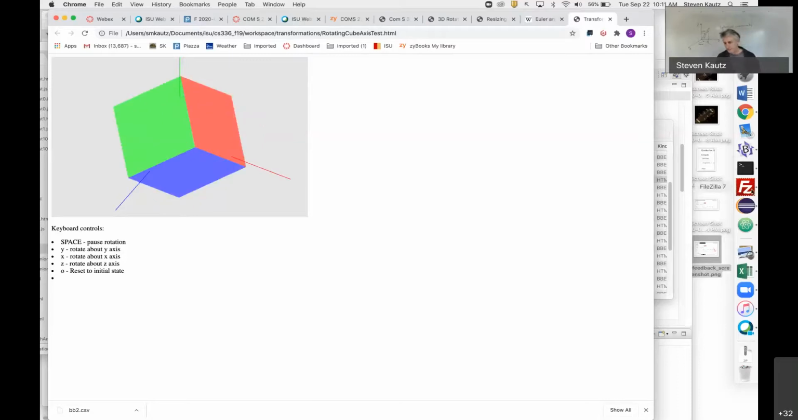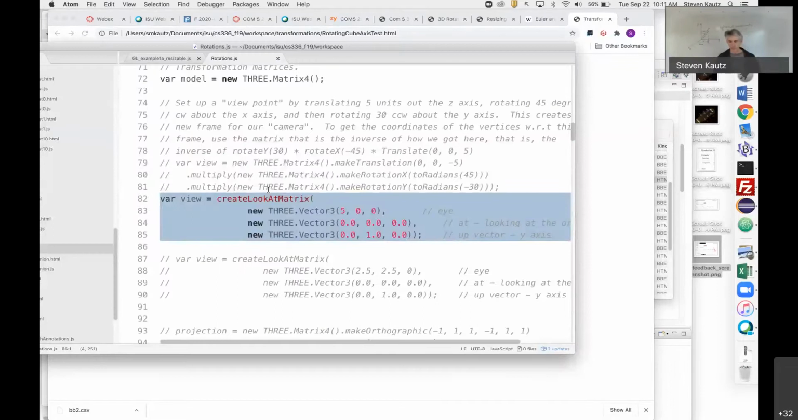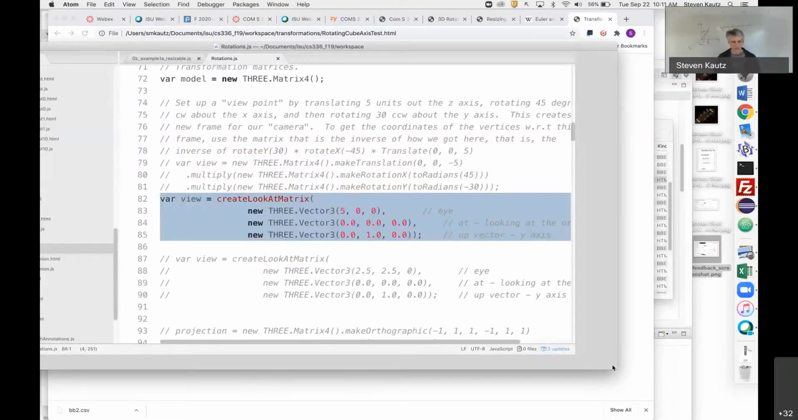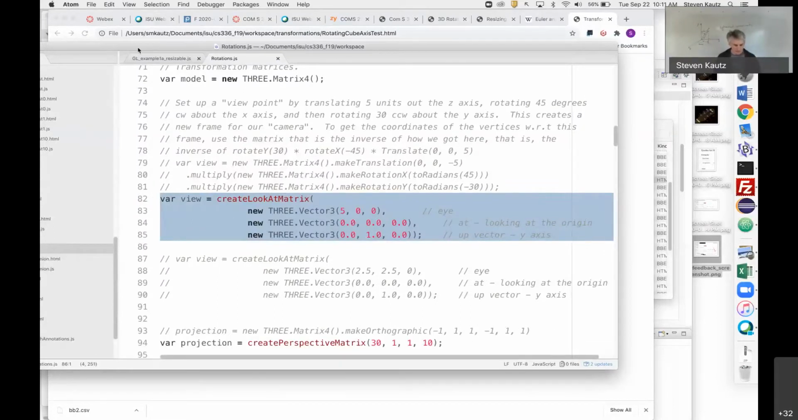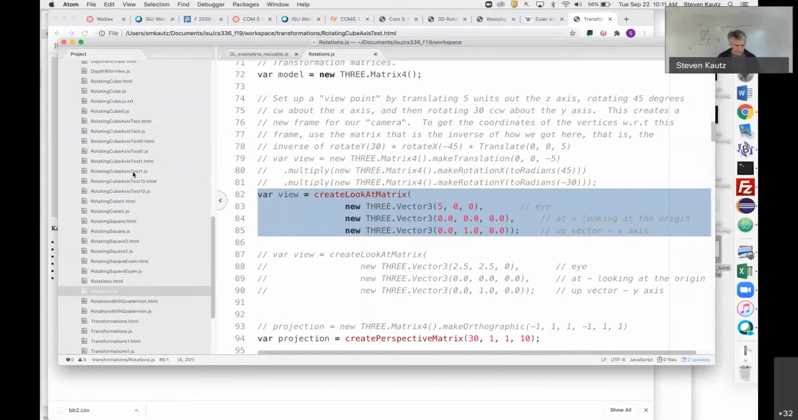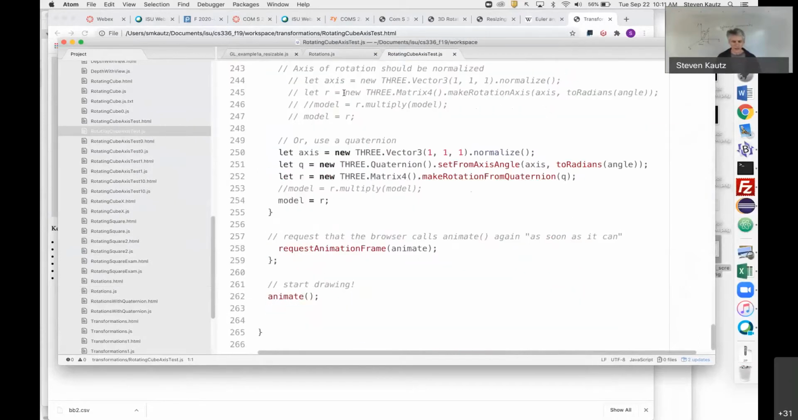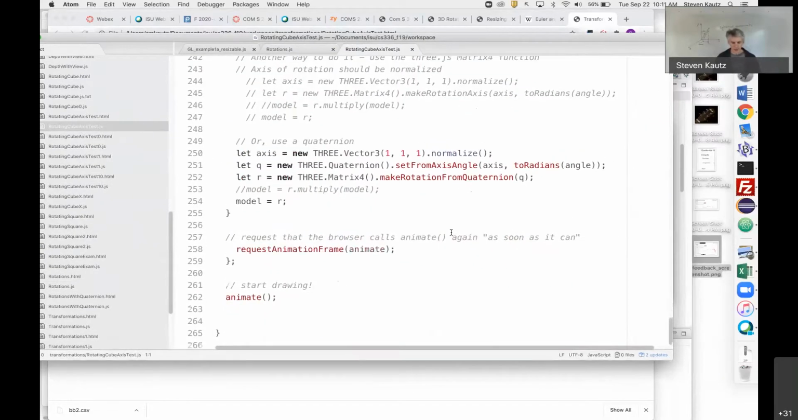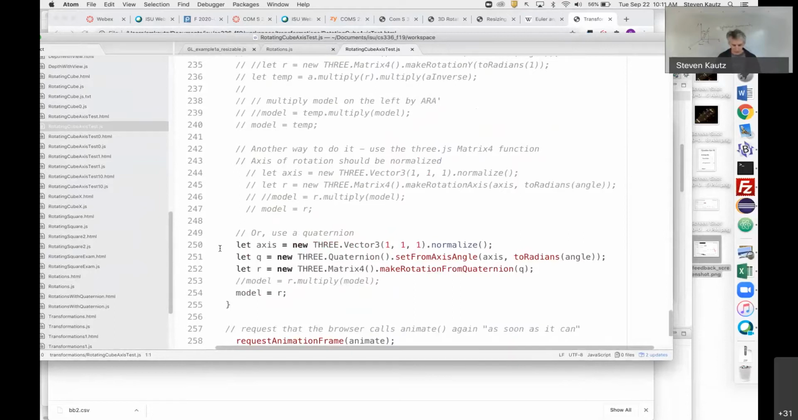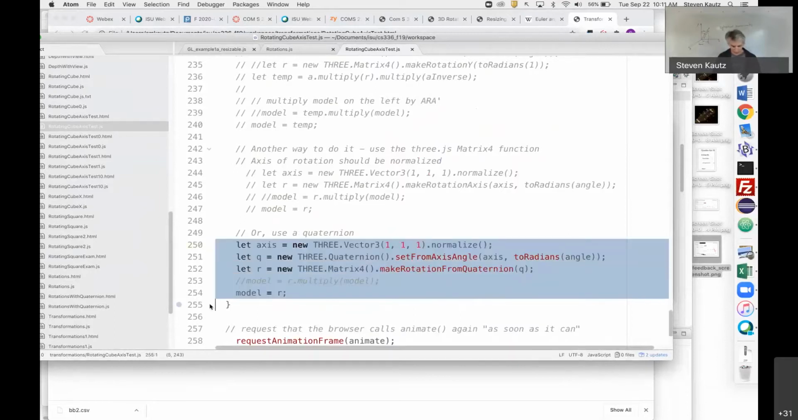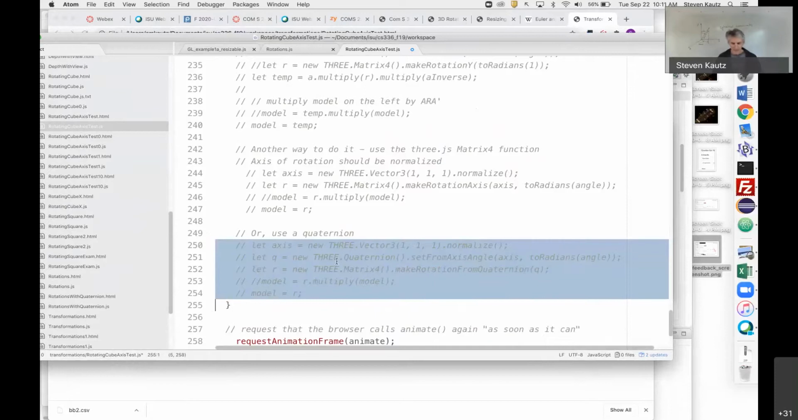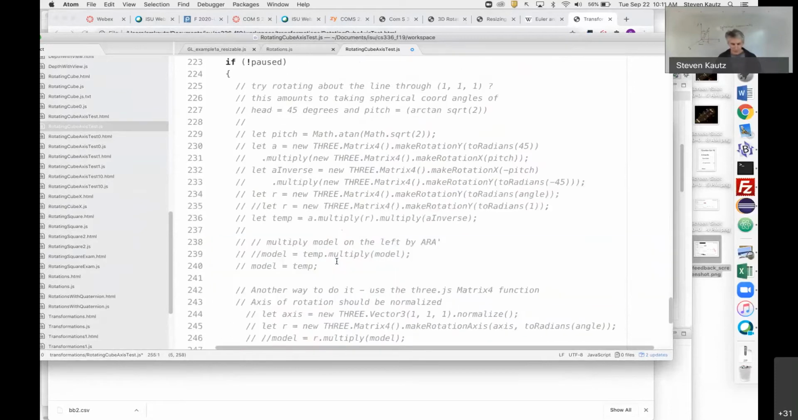And let's look at the code. This is not the code. This is something else. So rotating cube axis test JS. Most of this is the same rotating cube code that we have seen before, or use a quaternion. What the heck is a quaternion? Get me out of here. This is the one I want to look at.